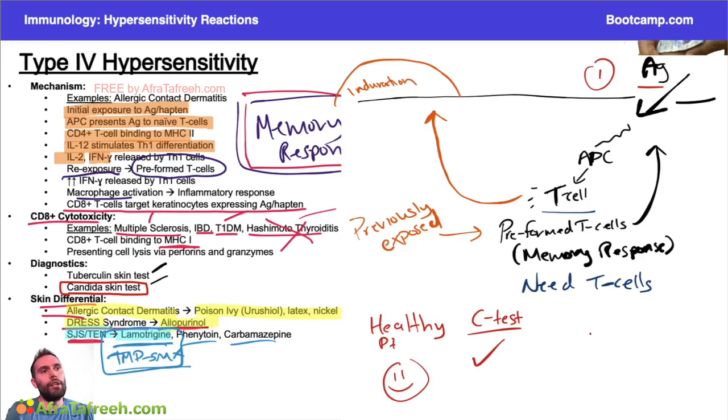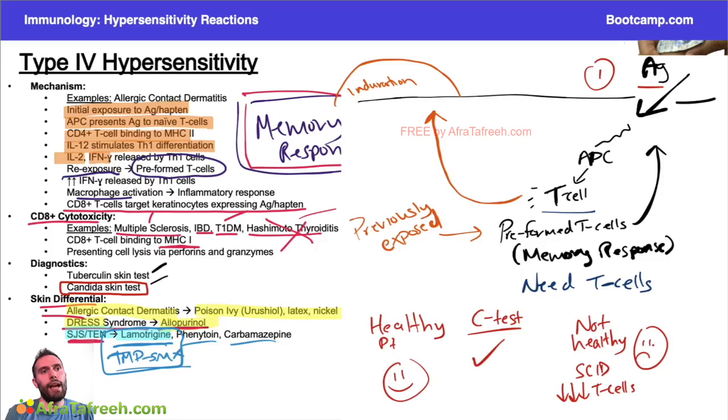Now, what about a patient, on the other hand, that's not healthy? Okay, so maybe a patient specifically, let's say this patient has SCID. Okay, so this patient has very low levels, if any, T cells, or maybe it's an AIDS patient, right? So this patient, we're going to put no smiley face right now. So this patient is not happy, right? And so if I did the Candida skin test on this patient, would I expect to get an induration? And the answer to that is no.